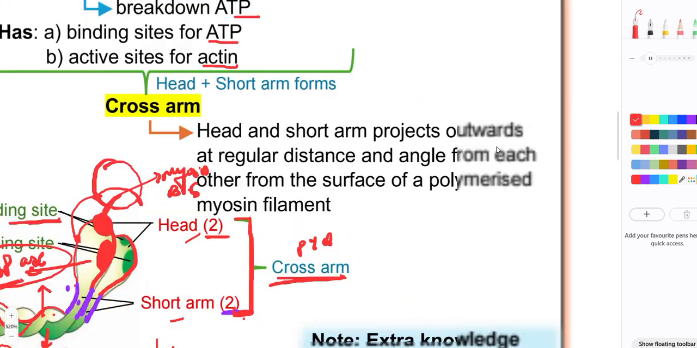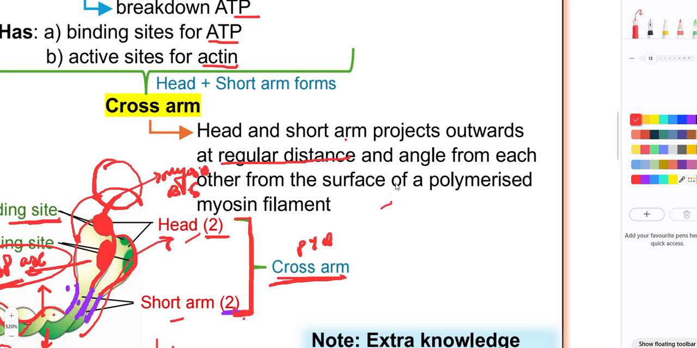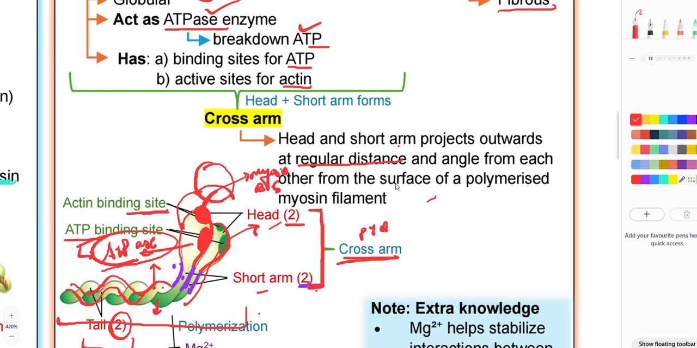Now, regarding the cross arm, the head and the short arm project outward. Can you see it is projecting outward at a regular distance? Let me just read this once. Head and the short arm project outwards at a regular distance and an angle from each other from the surface of the polymerized myosin filament.